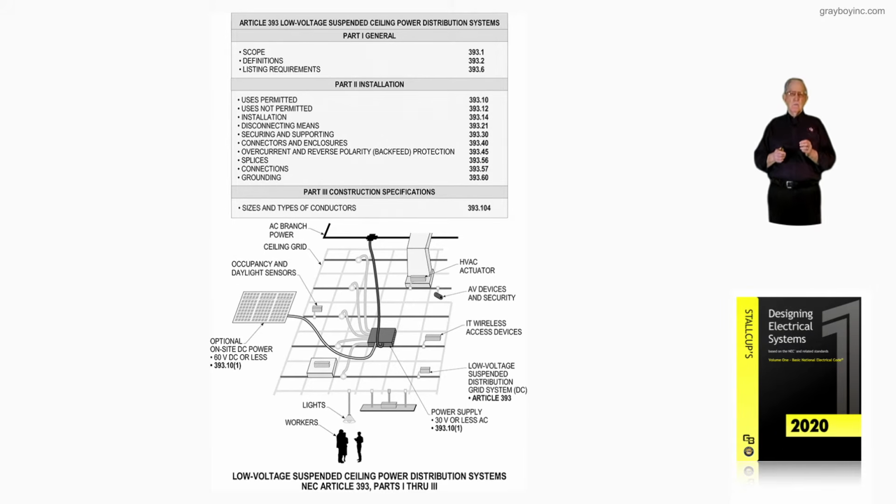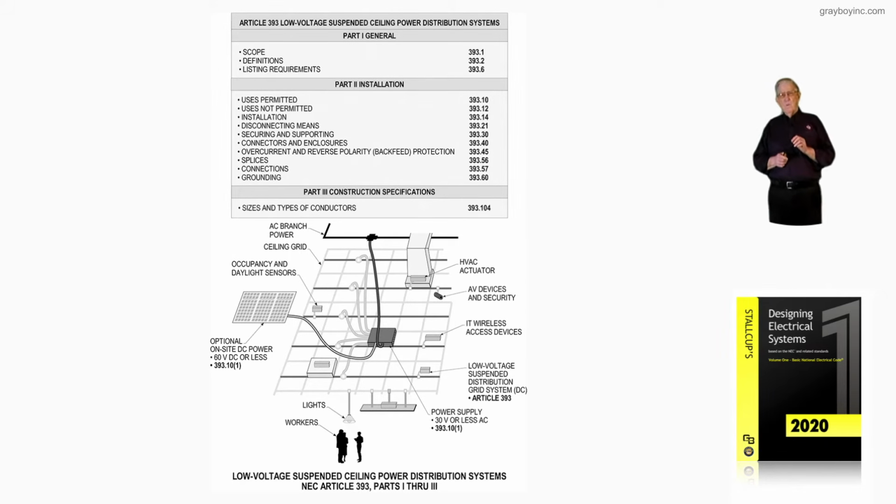The installation rules, the disconnecting requirements, the securing and supporting requirements, the conductors and enclosures, how they must be provided, the overcurrent and reverse polarity backfeed protection scheme, where splices are made, how the connections are to be made, and what the grounding rules are, with the respective sections listed there. Now, part 3 is the construction specification of sizes and types of conductors.